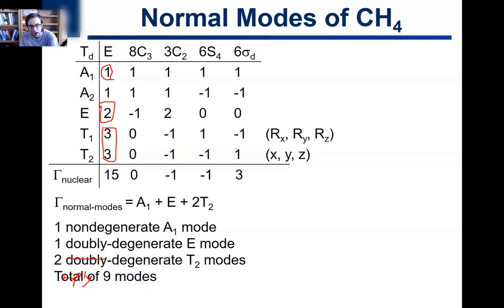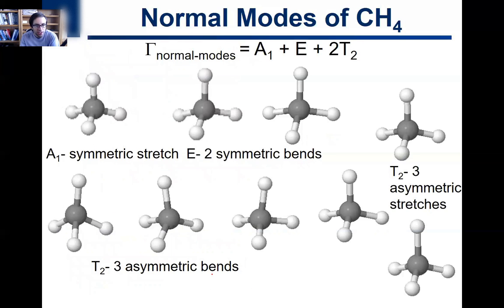So how do you interpret this? We can check this. We have 9 modes. Check it with 3n minus 6 for a nonlinear molecule. How many atoms do we have? We have 5 atoms in methane. And so 3 times 5 minus 6 is indeed 9. So that's all good. What does this actually mean?